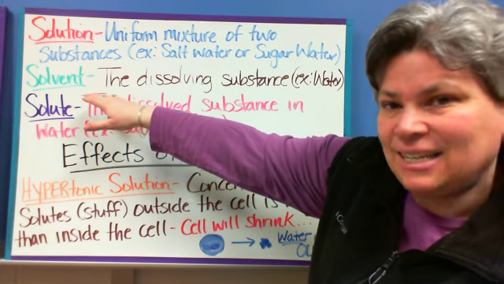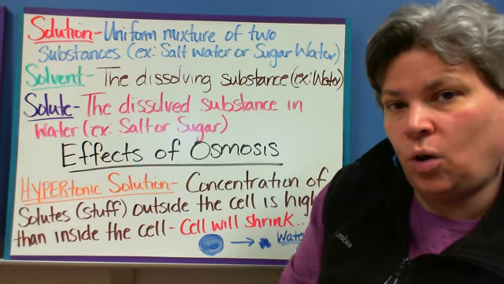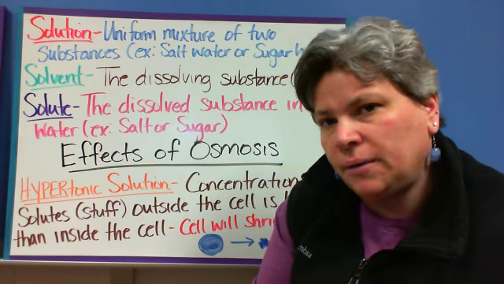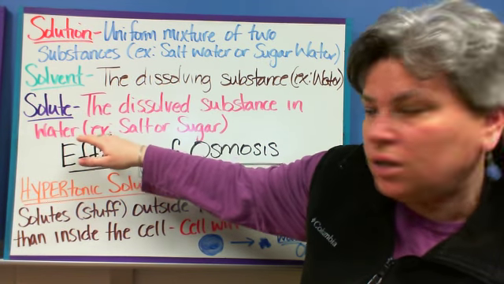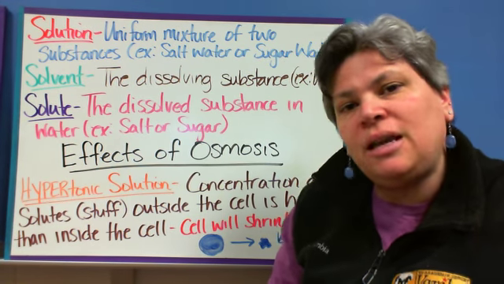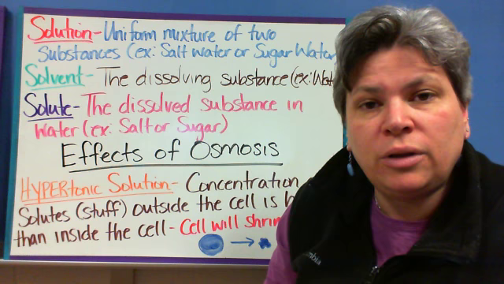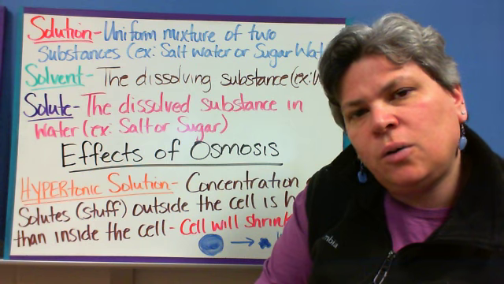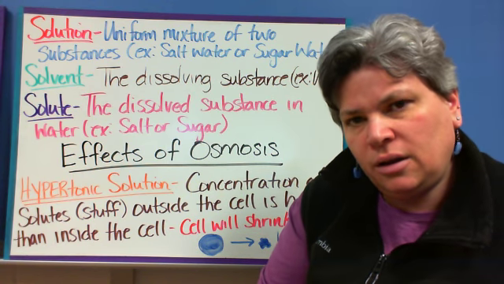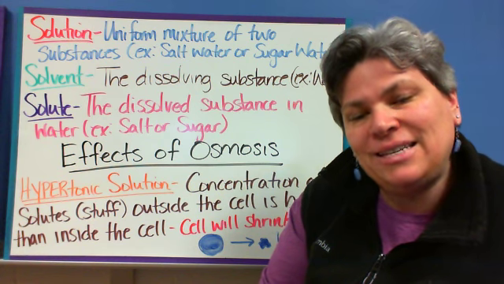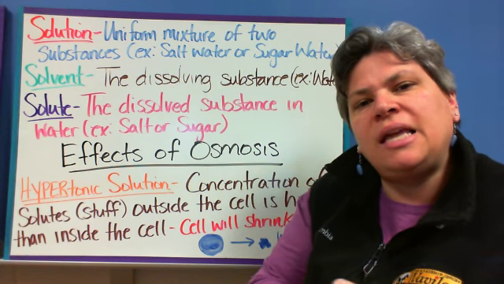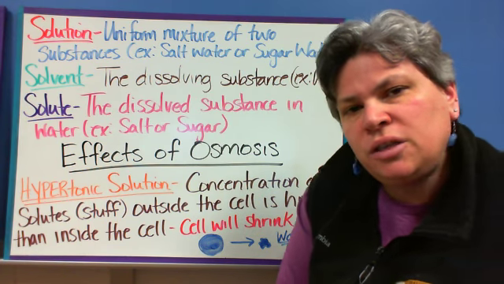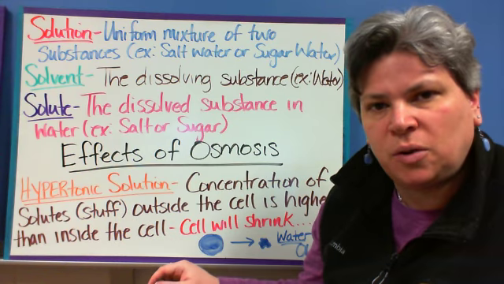The solvent is the dissolving substance, like water. Water is the universal solvent. If we're going to dissolve something, we usually dissolve it in water. And then we have a solute, which is the dissolved substance that you're putting in the water, like the salt, the sugar, the Kool-Aid powder, however you want to look at that. So instead of saying the stuff in the water, we're going to say the solute in the water. And the water then becomes the solvent. That's what we dissolved it in. And together they make up a solution. So based on those words and using those words, we need to look at the effects of osmosis.